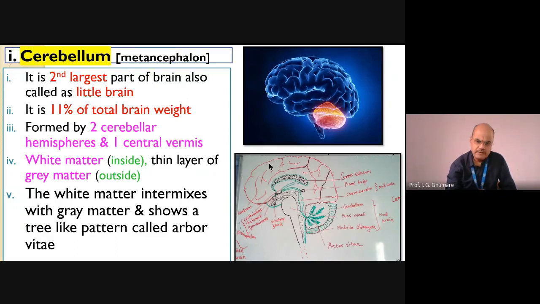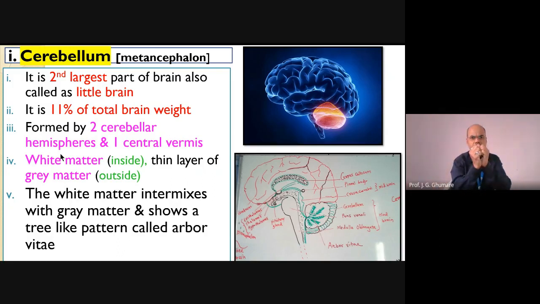So what could be the large brain? Yes, the cerebrum is called the large brain. This is called the little or small brain. How much is it? It is 11% of the total brain weight. The cerebrum is 85%. The rest of the parts are negligible. Again, it is formed by two cerebellar hemispheres.